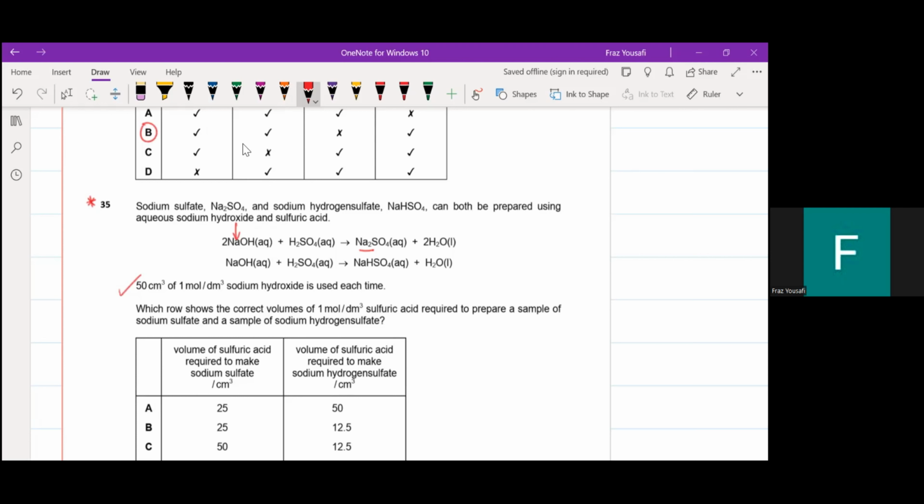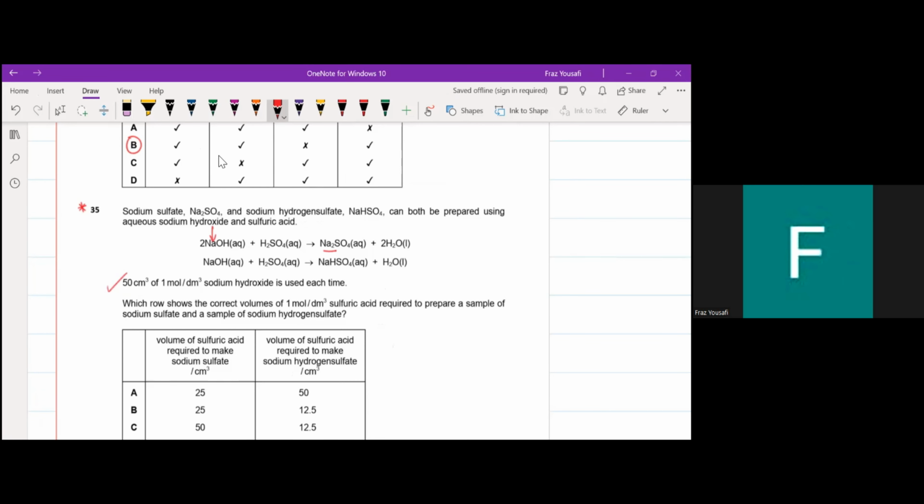Ratio 1 to 1 concentration wise. The volume of acid should be half that of the alkali if you want to get rid of, again, all of the protons. So for 50 centimeters cubed to completely neutralize the acid, you would need 25. Now, for 50 centimeters cubed of alkali to only get rid of half the protons, you would need half the amount of acid as the other one.